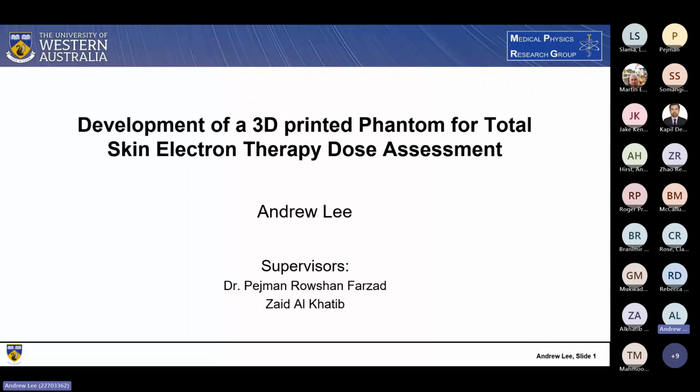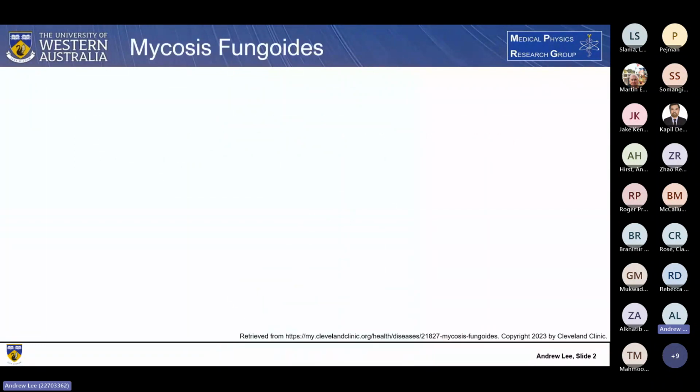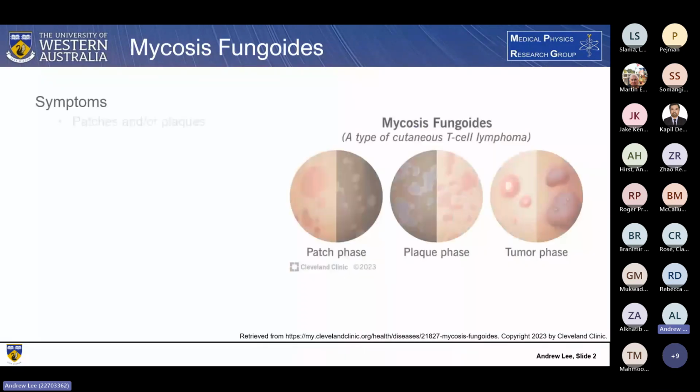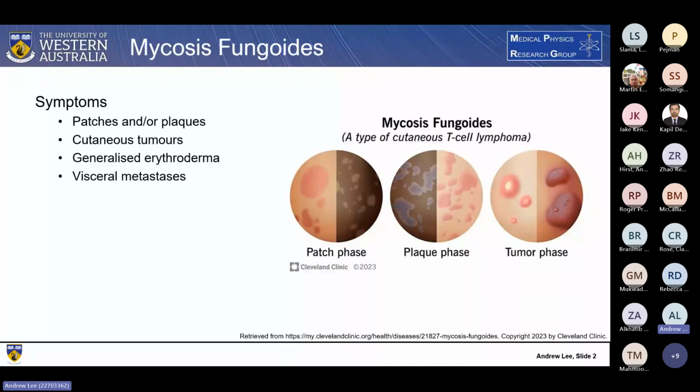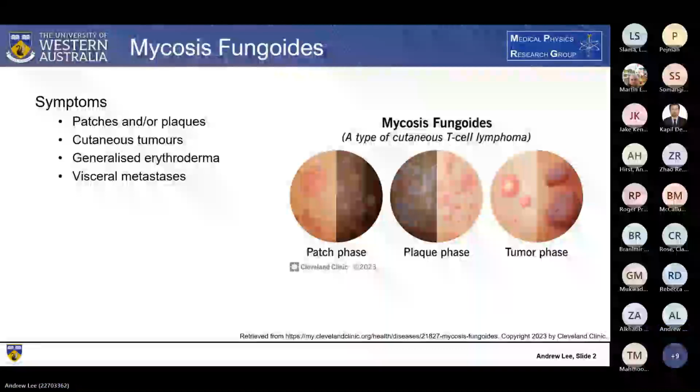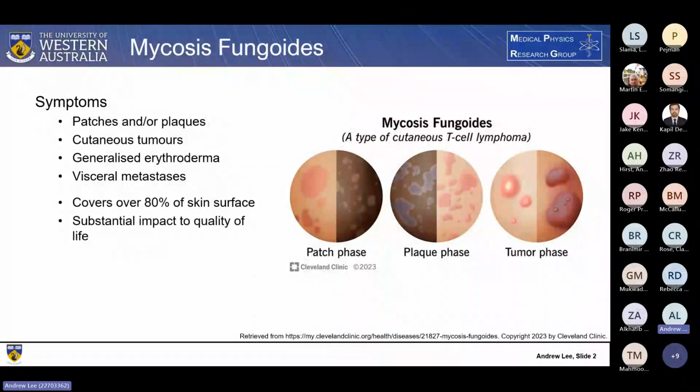So total skin electron therapy is a specific radiotherapy technique used to treat mycosis fungoides, which is a type of cutaneous T-cell lymphoma. In this disease, we have infected T cells which migrate to the skin surface, forming symptoms such as patches and plaques, cutaneous tumors, reddening of the skin, and other visceral metastases. At later stages, this can cover over 80% of the skin surface, causing a substantial impact to quality of patient life.